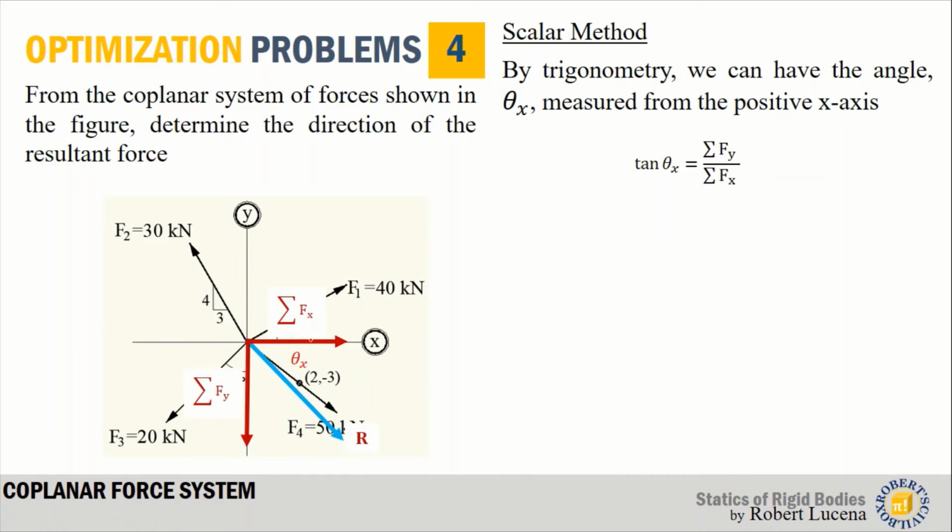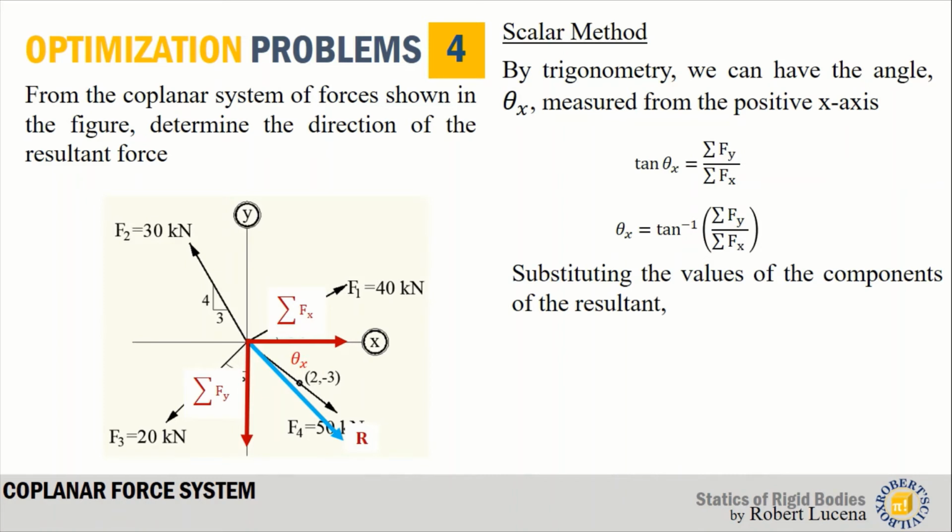Now, if you're using the scalar method, you simply need to draw sigma fy and sigma fx. Then by trigonometry, tangent theta x is equal to sigma fy over sigma fx. Solving for theta x, we now have theta x equals negative 21.2290, which is similar to what we get when using the vector method. Okay?